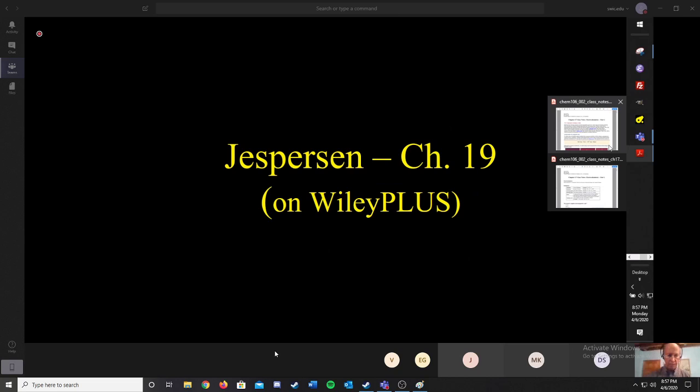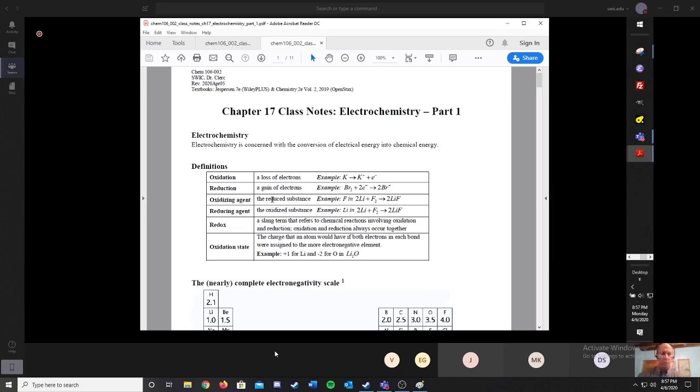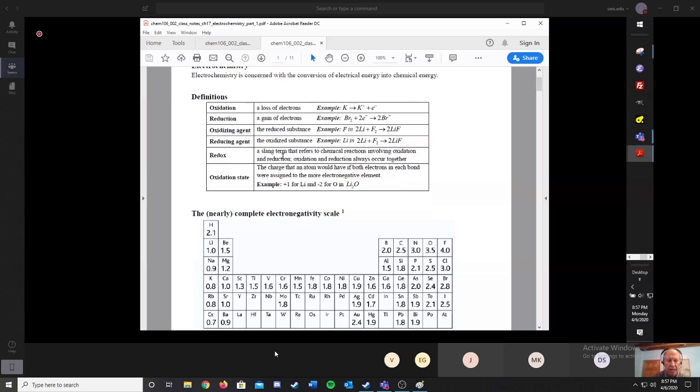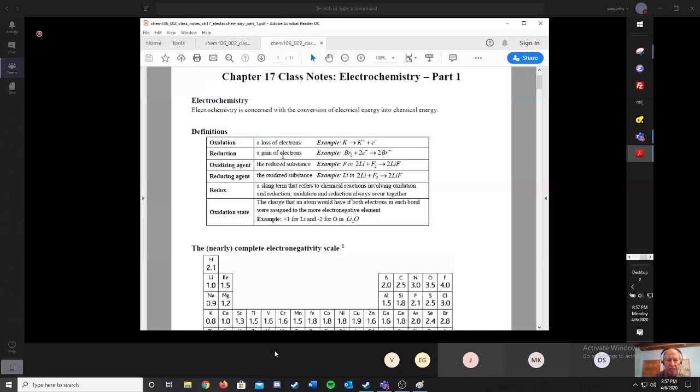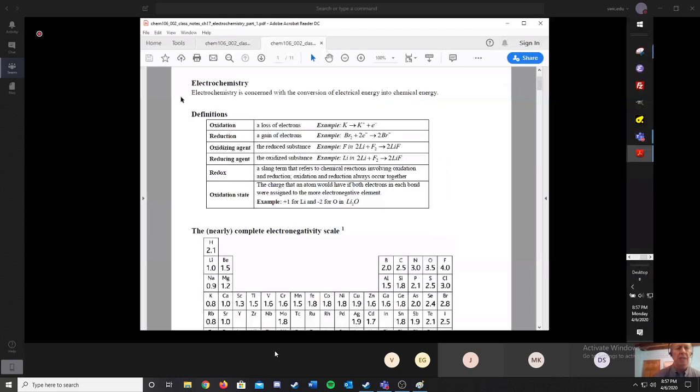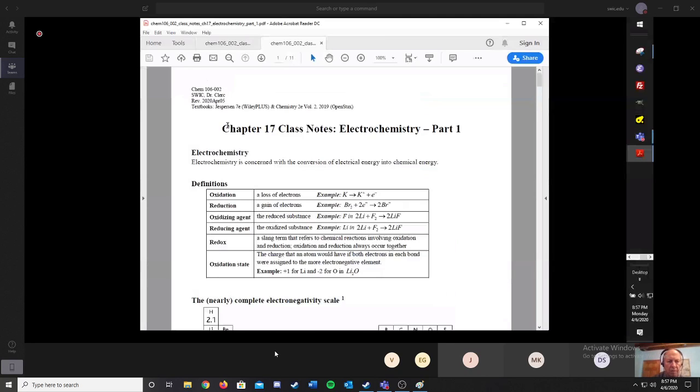Yeah, this is the class notes which are on Blackboard. So this part goes over the basics of redox reactions and how to balance redox reactions, which I assume most of you have already done in your prior chemistry class. But we'll just go over a little bit of it as a review. Okay, electrochemistry involves the conversion of electrical energy into chemical energy. And a really good example of that is a battery.